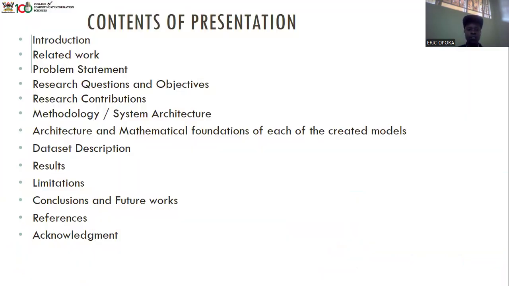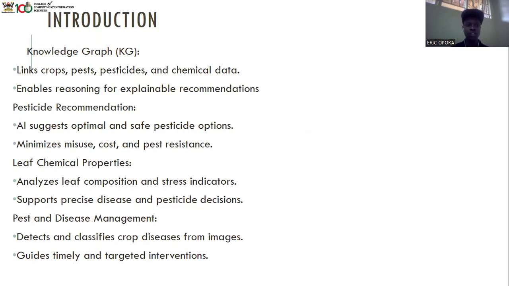Here we have the content of the presentation: introduction, related works, problem statement, research questions and objectives, research contribution, methodology, system architecture, and mathematical foundation of each model, dataset description, results, limitations, conclusion and future work, references, and acknowledgement. Let's move on. We have the introduction.